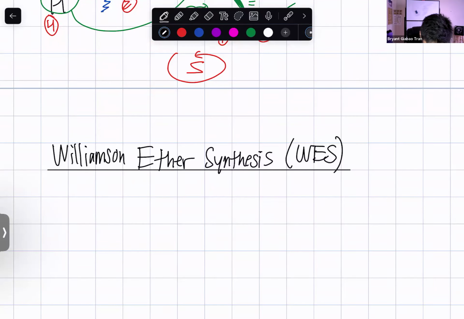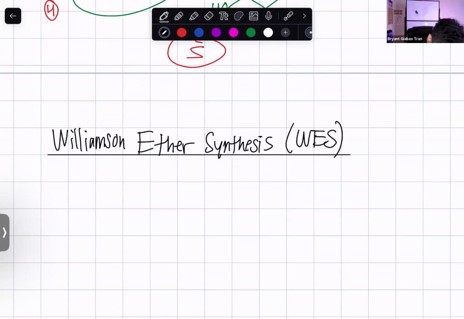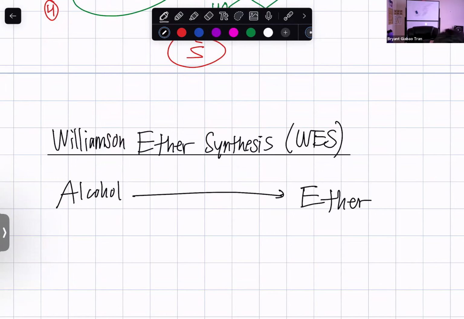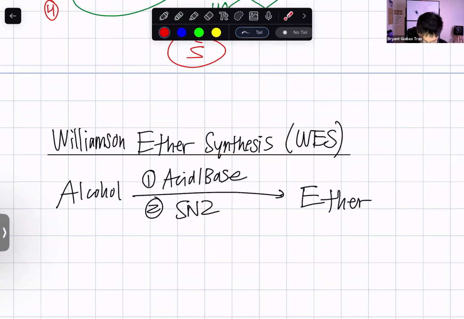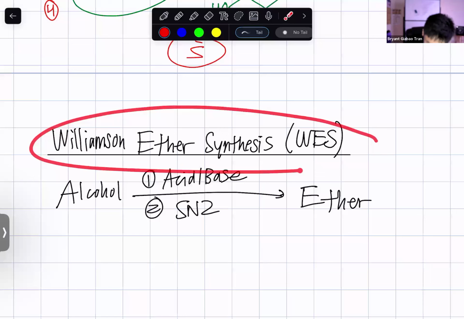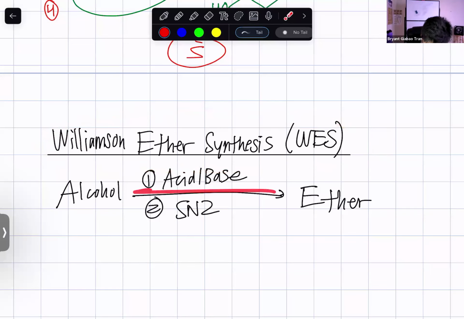So Williamson ether synthesis, the overall reaction is going to start from an alcohol, that's the reactant, and create an ether. The first reaction that happens is going to be an acid-base reaction. The second reaction that's going to happen is an SN2 reaction. This is the general reaction synthesis of Williamson ether synthesis. There's two: acid-base, second step SN2.